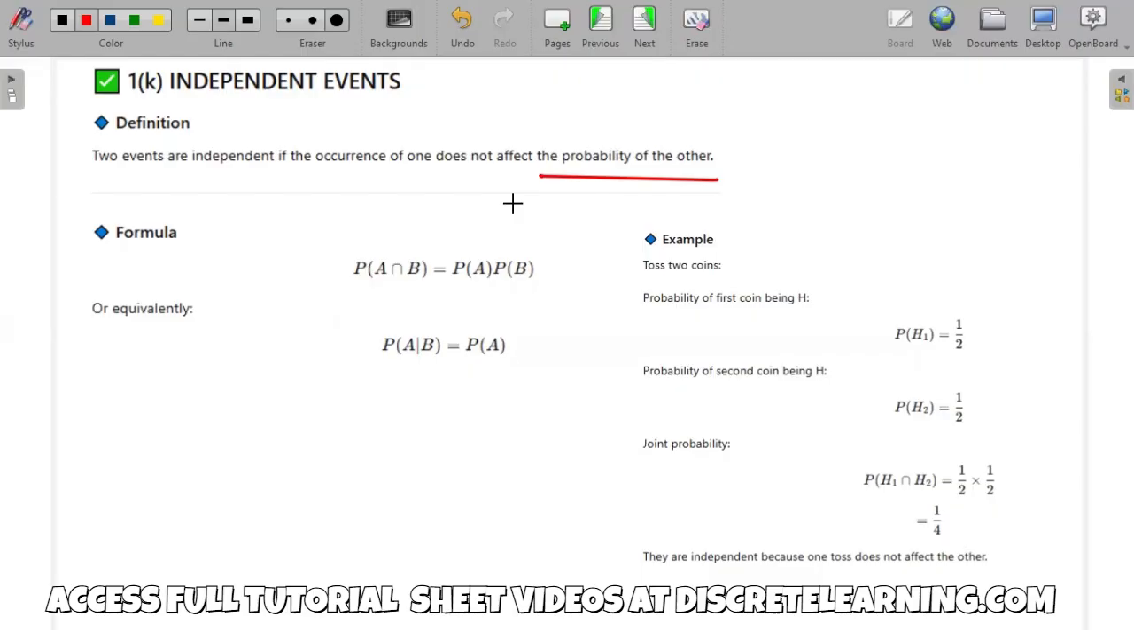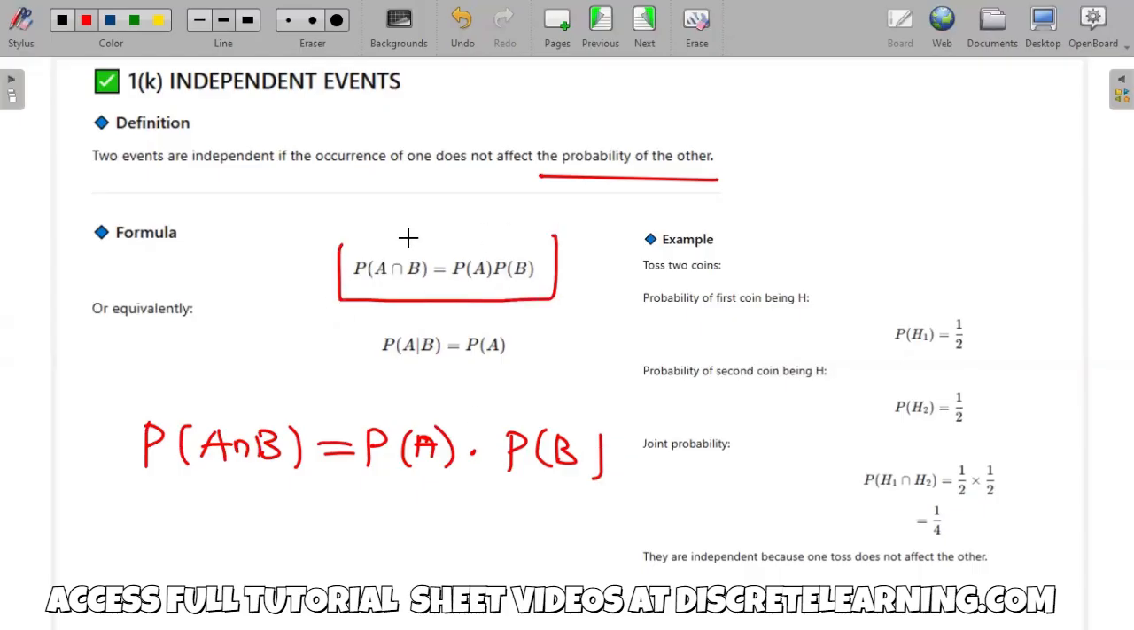Independent. Formula-wise, or mathematically, we say two events are independent if the probability of their intersection is the same as the product of their individual probabilities. So if the probability of A intersection B is equal to the probability of A multiplied by the probability of B, then we're going to say that those two events are what? Independent. Because the occurrence of one won't affect the occurrence of the other one. All right, so this is the definition here.